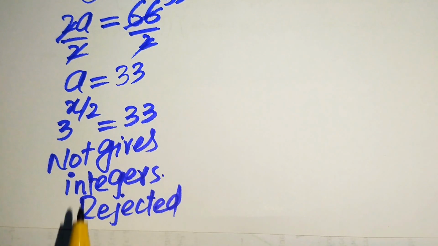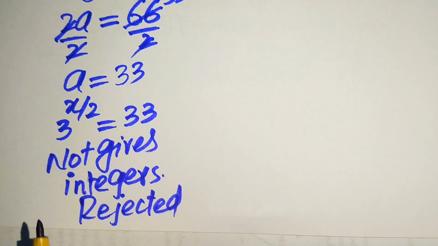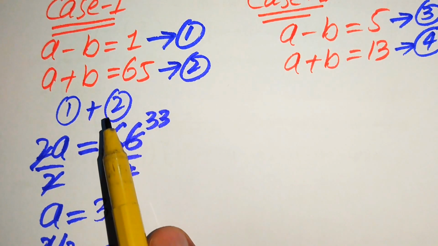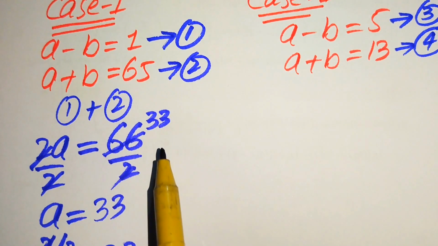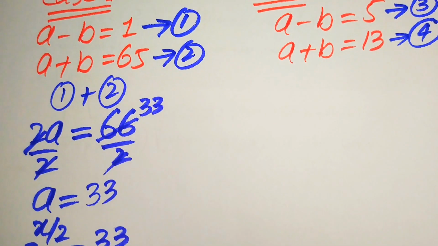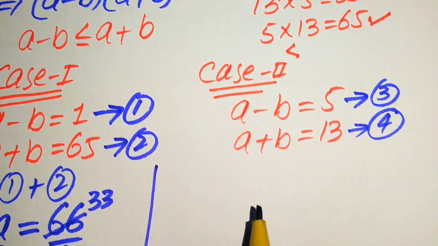Okay, so if a and b are not integers, this cannot give us an integer value of x. So if a is 33, it cannot give us an integer solution. In the same pattern, the value of b also does not give us an integer value, so we reject this complete case. And now we proceed to the second case only.